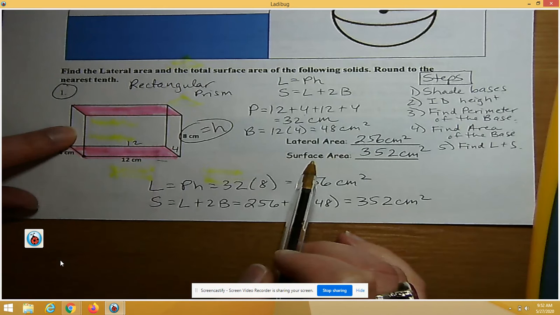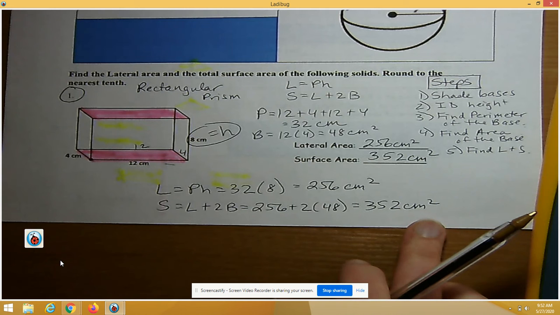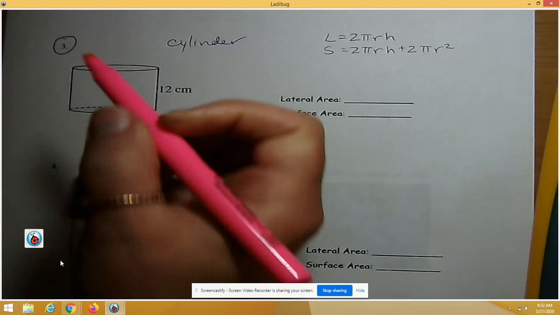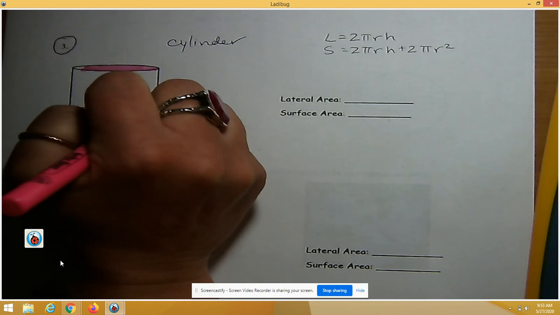All right, so I did number 1 in the notes packet, and now I'm going to come over and do number 3 here. So this is a cylinder. Okay, same process every time. Highlight the bases. So the bases are the circles, pretty straightforward. And then the height of the figure in this case is going to be 12.